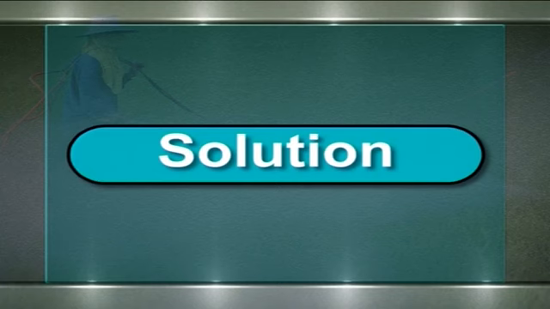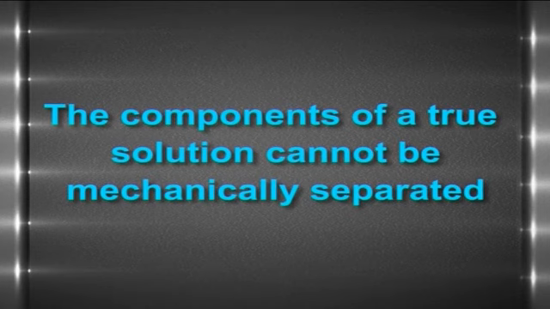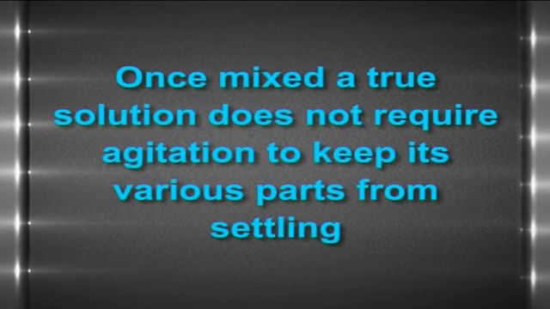Next is solution. A solution results when a substance is dissolved in a liquid. The solute can be a solid or a liquid. The components of a true solution cannot be mechanically separated. Once mixed, a true solution does not require agitation to keep its various parts from settling. Solutions are frequently transparent.